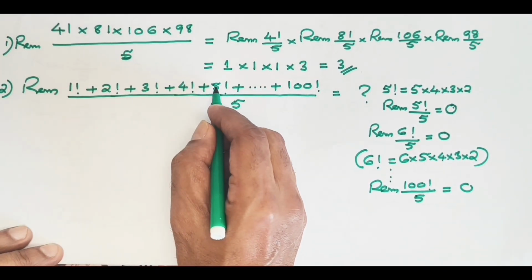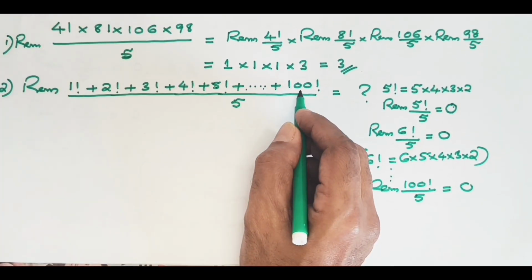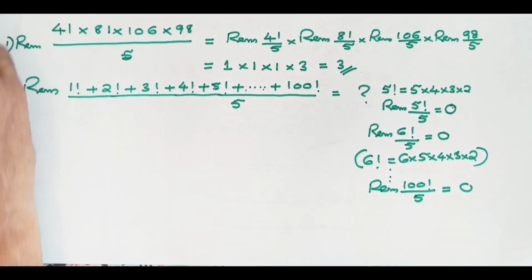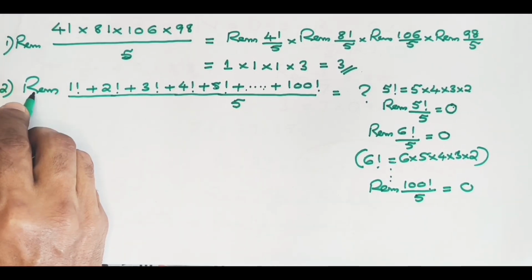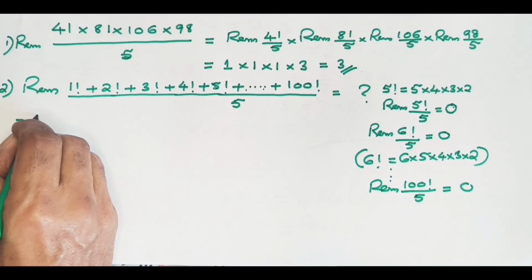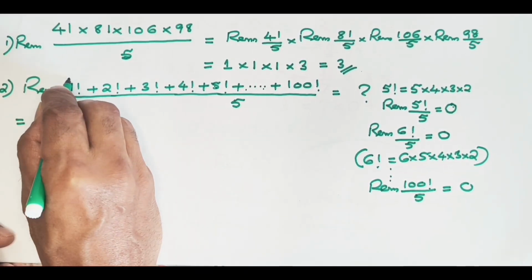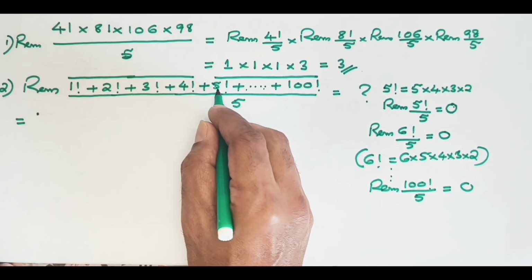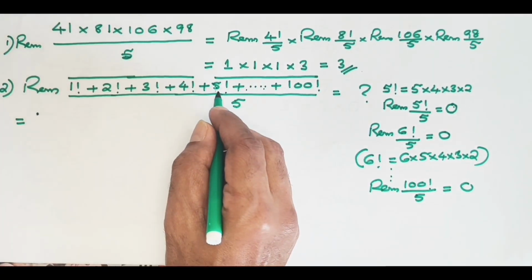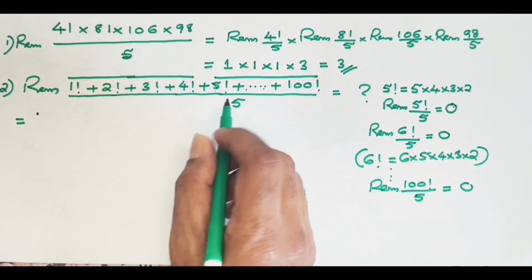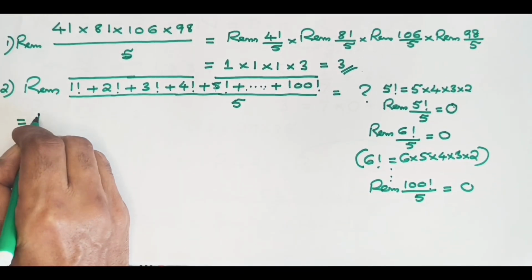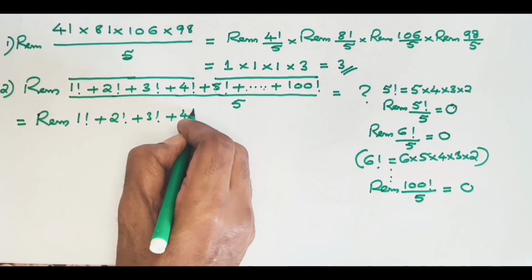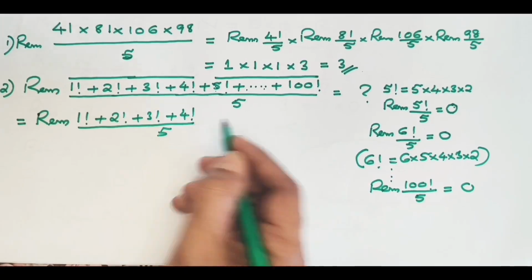So all these terms, 5 factorial, 6 factorial, 7 factorial, all the way up to 100 factorial, when divided by 5 will be 0. So using the result I showed you before, you can distribute the remainders to these 100 terms. Okay, instead of distributing the 100 terms, we will divide that into 2 categories. Up to 4 factorial, and 5 factorial and above. 5 factorial and above, each of them gives you 0, 0, 0. So this will be remainder of 1 factorial, 2 factorial, 3 factorial, 4 factorial divided by 5. The other thing will be 0.